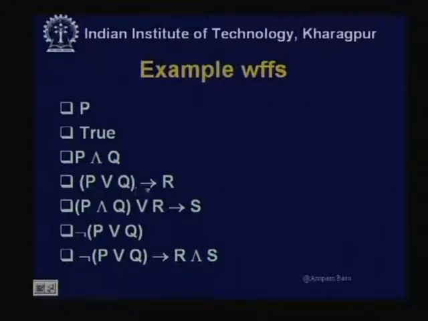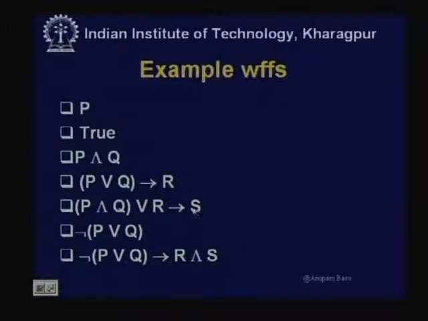P or Q implies R. Let us look at this. P or Q is a valid proposition, and any valid proposition, say P implies R, is a valid proposition. So, this whole thing implies R is a valid proposition. So, this is a valid sentence. P and Q or R implies S is a valid sentence.